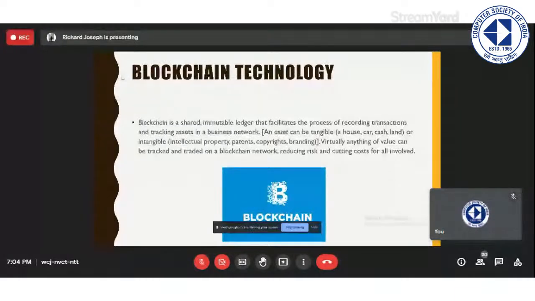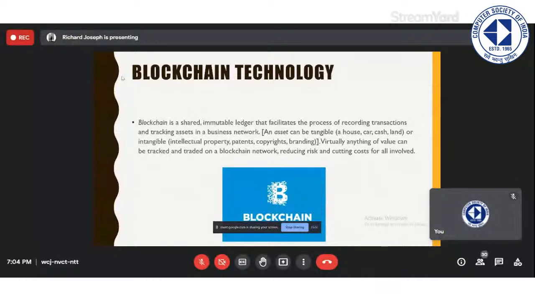So IBM defines blockchain as a shared immutable ledger that facilitates the process of recording transactions and tracking assets in a business network. An asset can be tangible or intangible. Tangible assets being houses, cars, cash, land, etc. And intangible being intellectual property, patents, copyright, and branding.